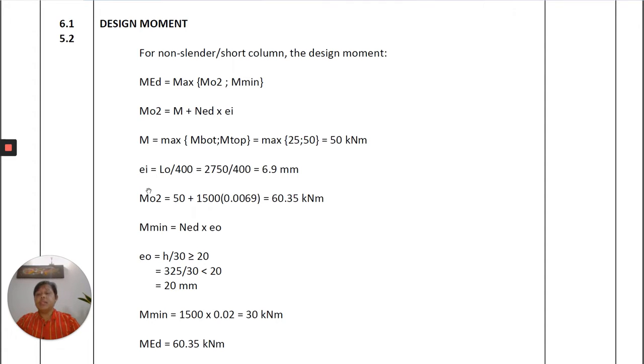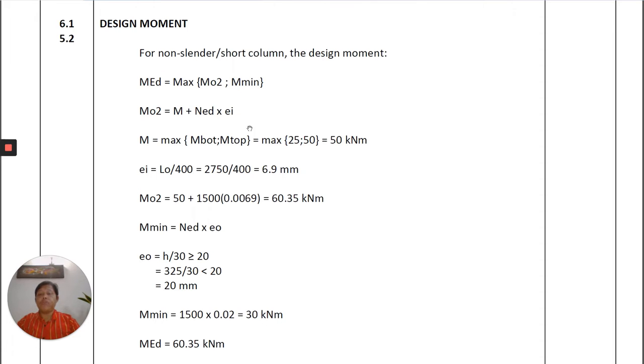Then the eccentricity e_i is equal to L0 over 400, and it is equal to 6.9 mm. Then M_02 is equal to 50 plus N_Ed times e_i. You get the answer here, 60.35 kNm. The minimum moment is equal to N_Ed times e_0. e_0 is equal to H over 30, and it should be not less than 20 mm. The answer here is less than 20 mm, therefore we use e_0 equal to 20 mm. Then we get the minimum moment is equal to 30 kNm.